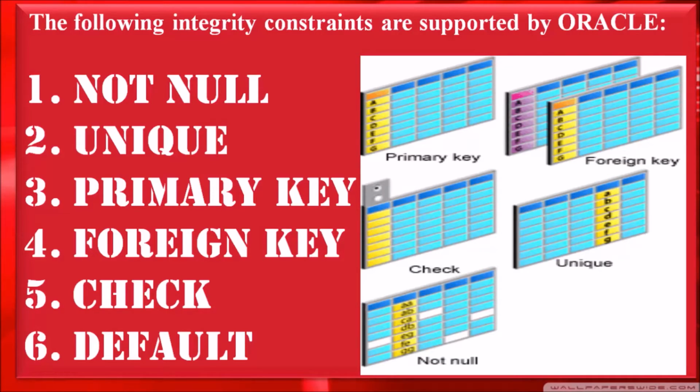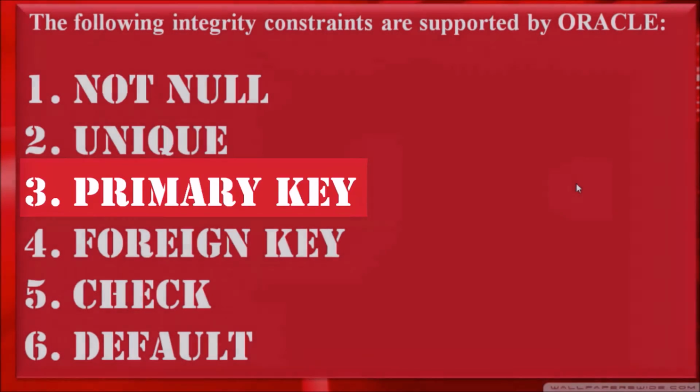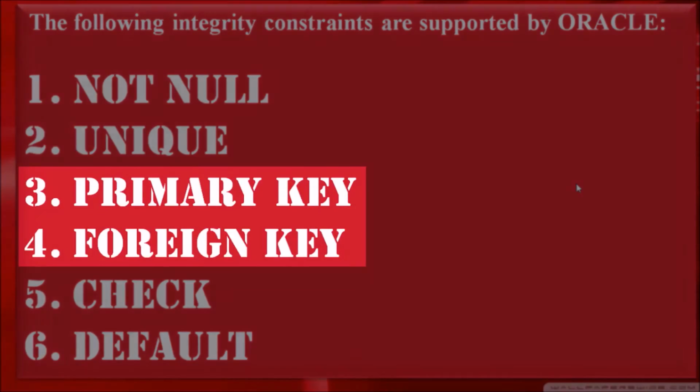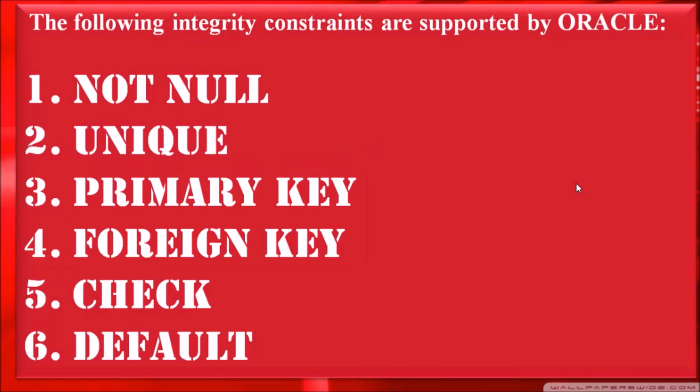If you are able to describe all these constraints in detail, you can cover 5 to 6 answers in this question, like what is the difference between primary key and not null, what is the difference between check and unique, what is the difference between primary key and foreign key, what is an integrity constraint. This kind of question you can cover in a single answer. So let's see in detail.